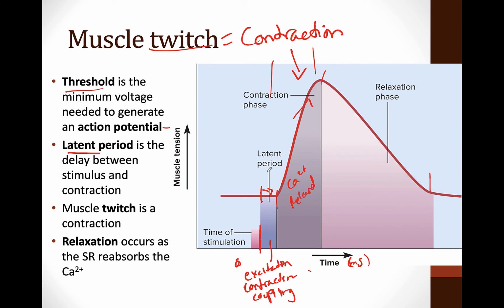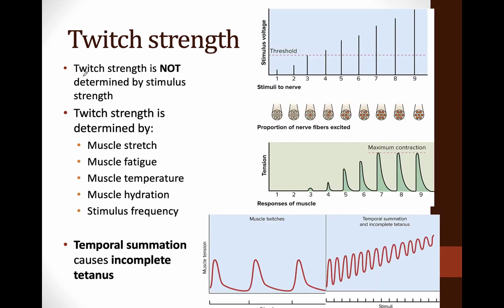So you can relate this graph back to the 4 phases of muscle contraction. We've got excitation, contraction coupling, contraction, and then relaxation. And this is where the sarcoplasmic reticulum is going to reabsorb the calcium. Twitch strength, so contraction strength, how hard a muscle contracts, is not determined by the strength of the stimulus.